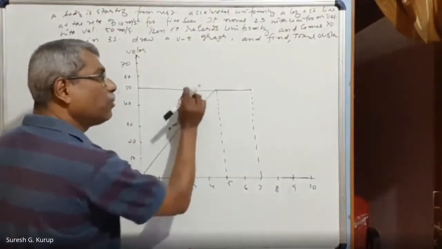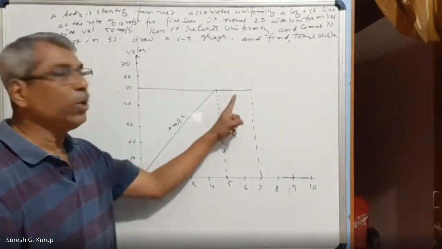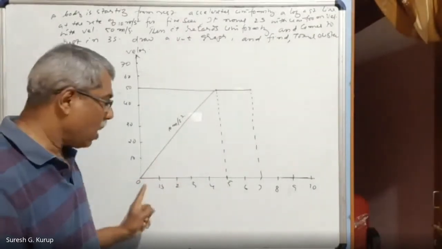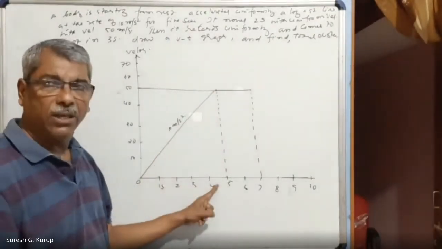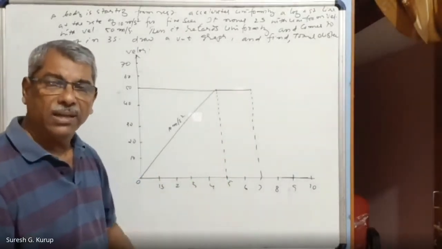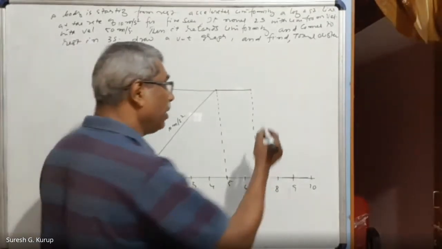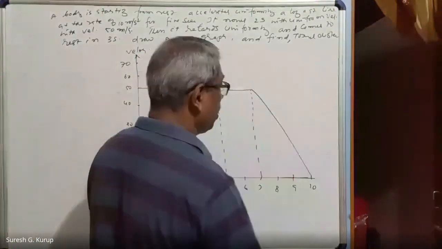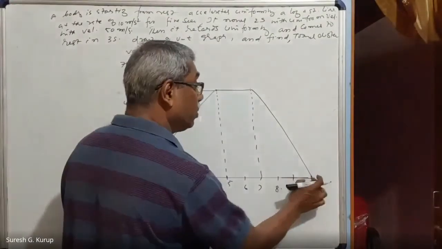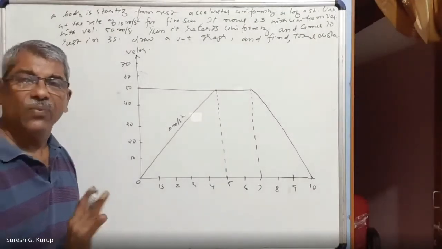This is uniformly accelerated motion up to 5 seconds, and the next 2 seconds is uniform velocity motion. Then the body is retarding uniformly and it comes to rest after 3 seconds. 1, 2, 3 seconds. So this is the velocity-time graph we have drawn.